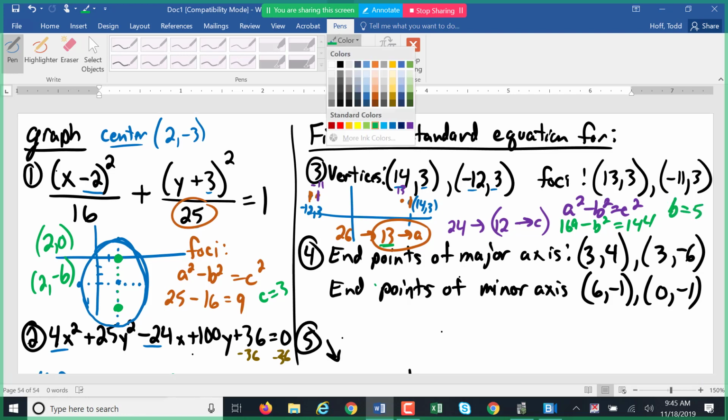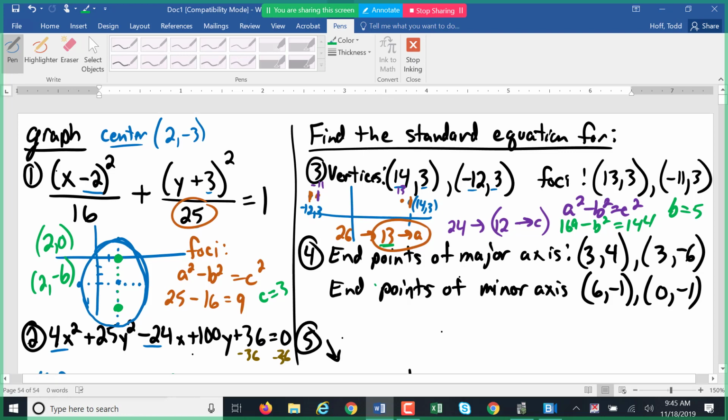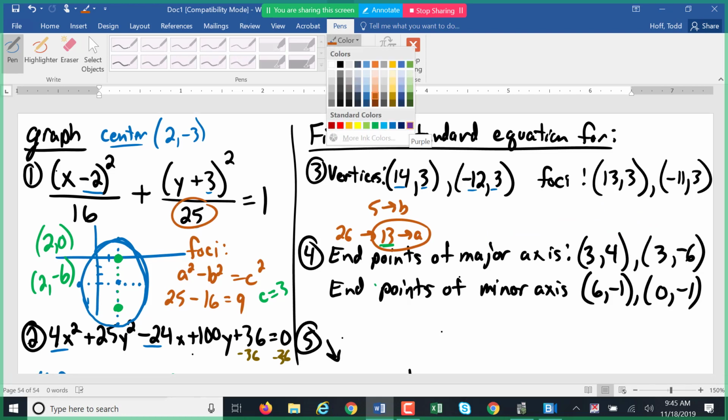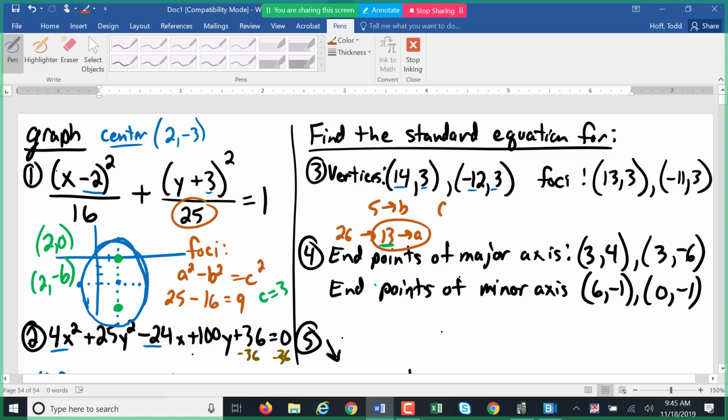So what we have here, I'm going to erase my little graph over here. We have A equals 13 and B equals 5. So from that I can make my equation. And of course the center has to be directly between the foci. So between those 2 points is actually going to be at 1, 3.